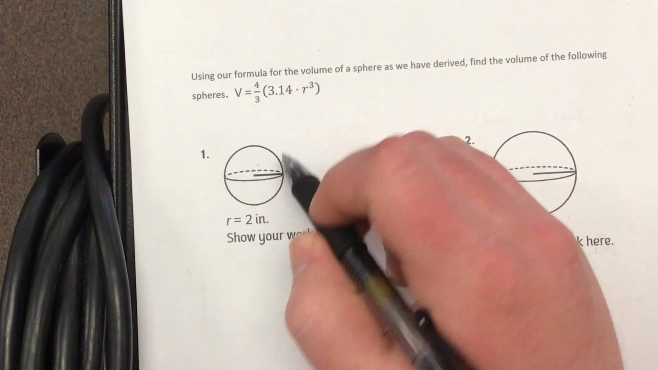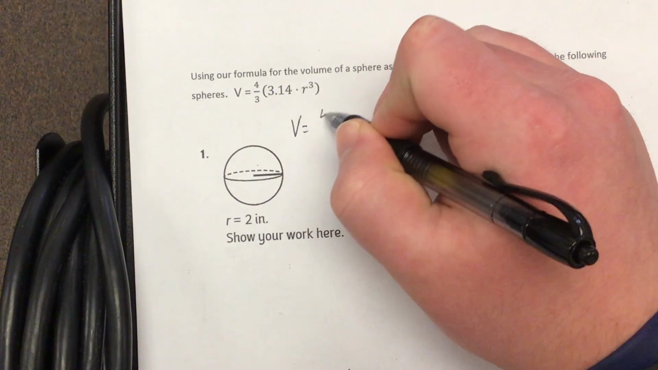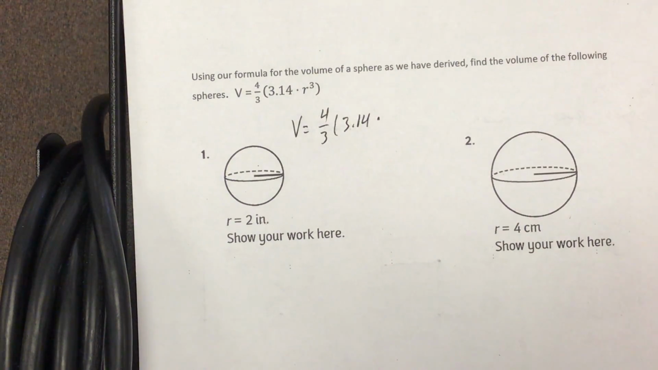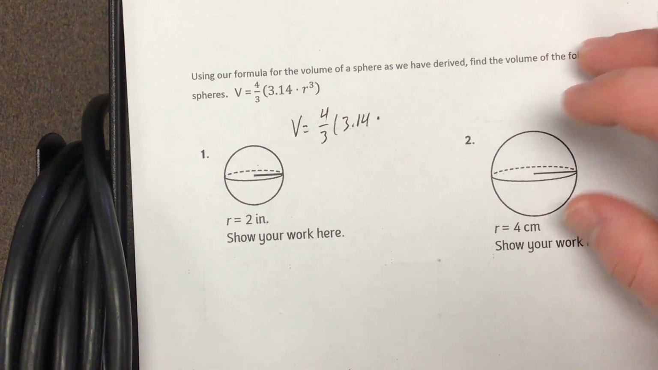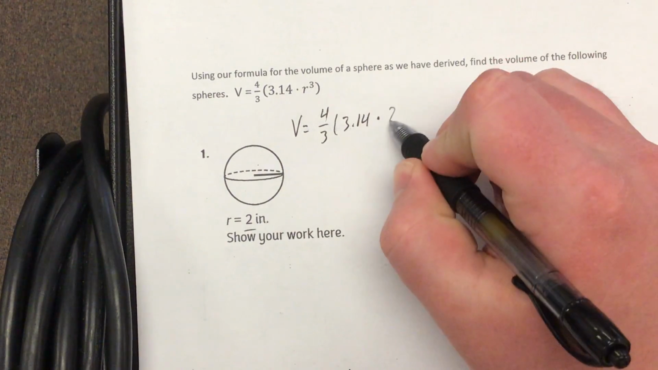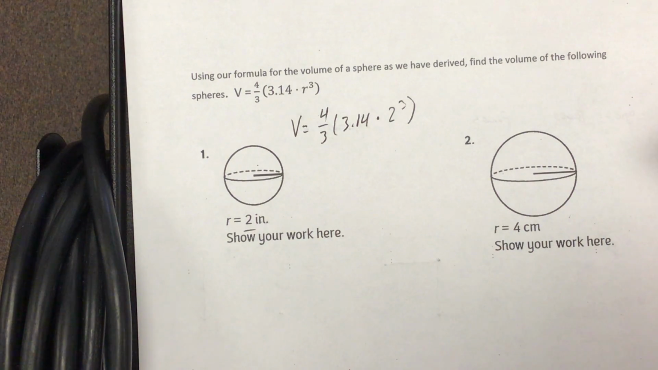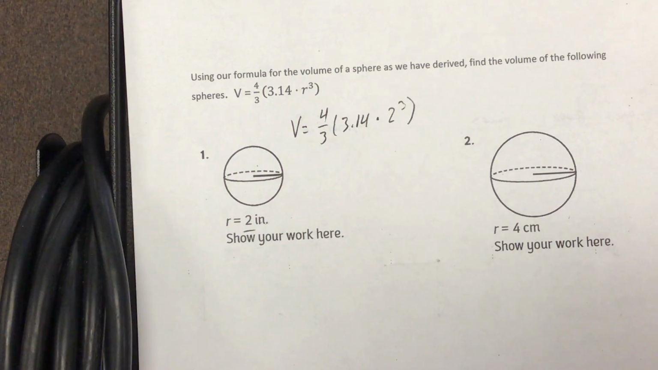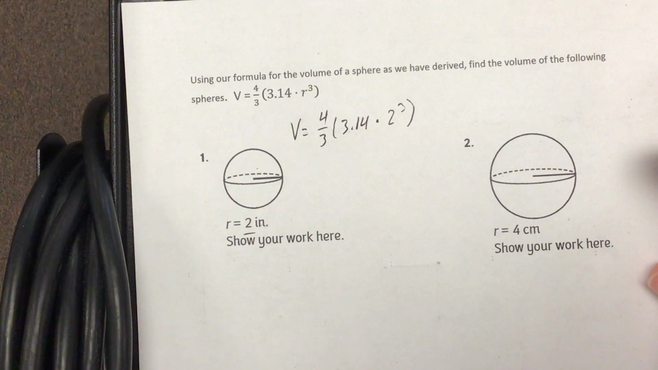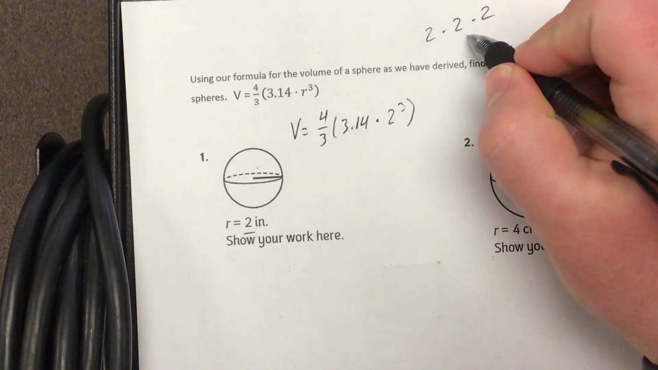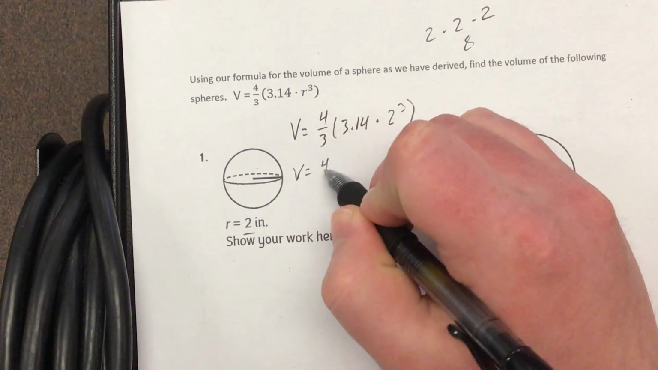So let's plug in our radius to our formula here. We have V equals 4/3 times 3.14 times, what's our radius? Our radius would be 2. It says right here, it's 2, so it's 2 cubed. Now what's 2 cubed? Well, it's 2 times 2 times 2. What's 2 times 2 times 2? 8.